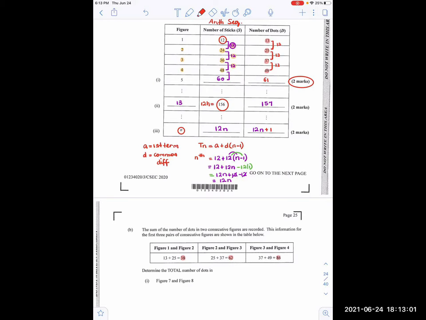Work out for me. The formula for the number of dots is 12n plus 1. So when n is 7, find the value. And when n is 8, find the value. Go ahead. Look at the formula there. So replace n with 7 and then replace n with 8.